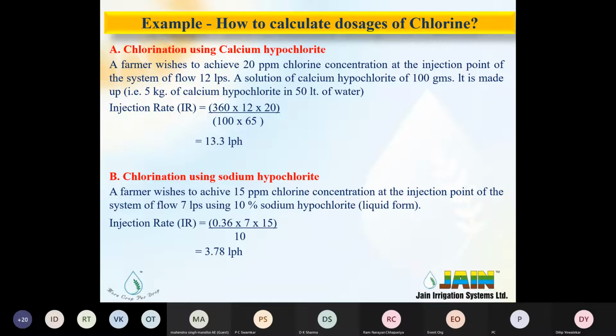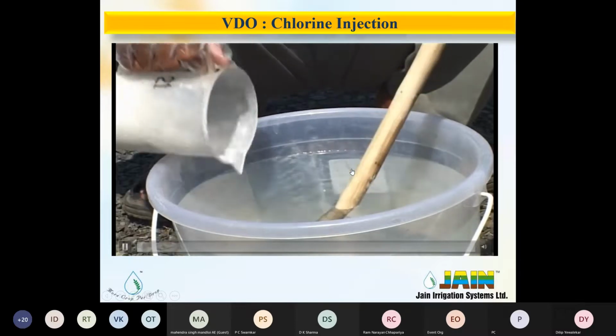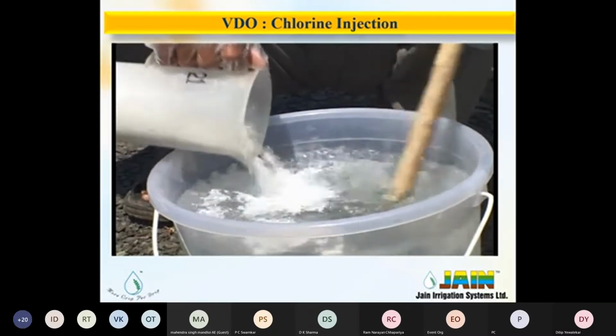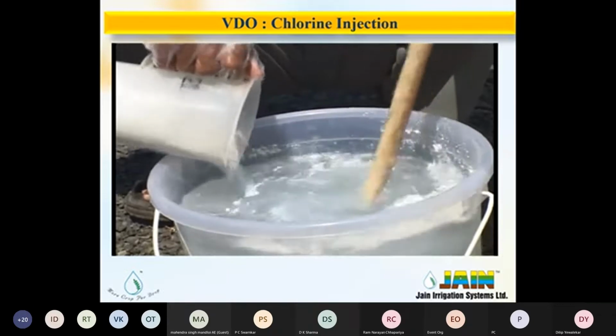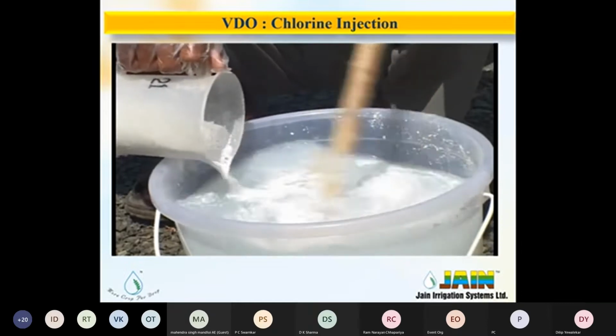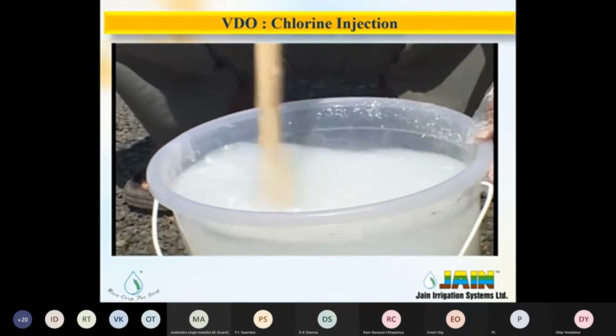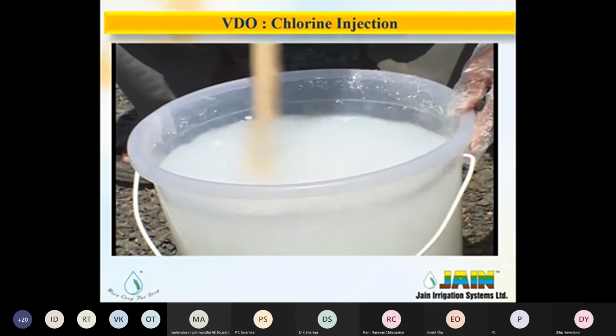Similarly, if somebody wants to use sodium hypochlorite, this is the formula to work out the dose quantity of sodium hypochlorite. Now in this video you can see the bleaching powder being mixed into the bucket. This is the stock solution of the bleaching powder, chlorine.